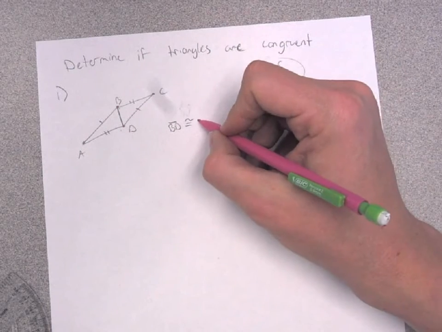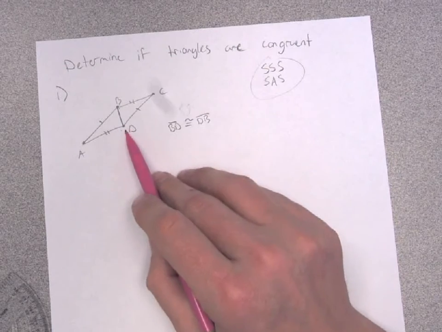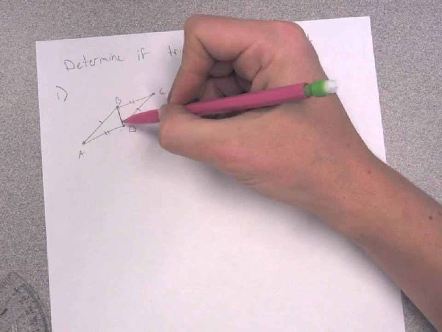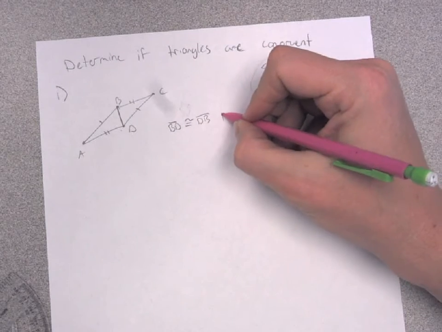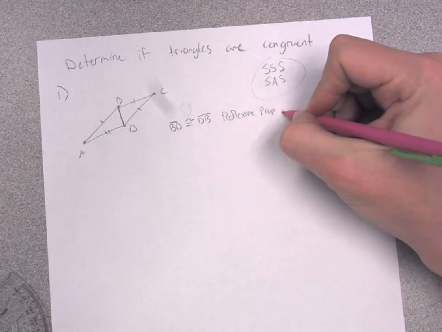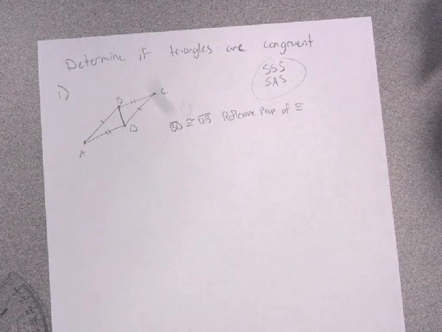So I'm going to say BD is congruent to DB. This guy is congruent to itself. And the property that allows me to say that any segment is congruent to itself is the reflexive property of congruence. Any segment is congruent to itself, any angle is congruent to itself.